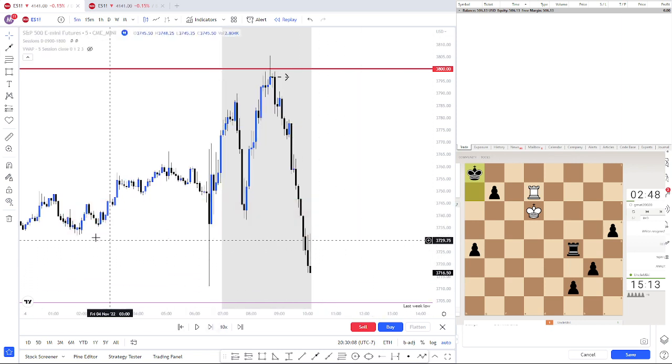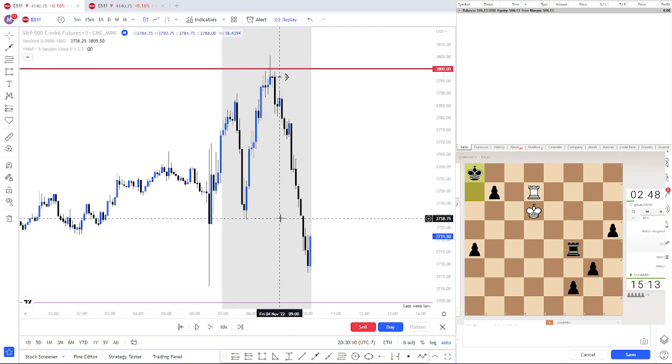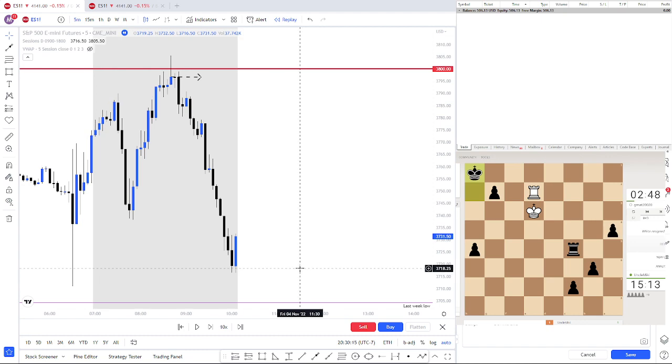See, that's why I don't use those wicks. I like to just wait. I just use these wicks here. Whatever.